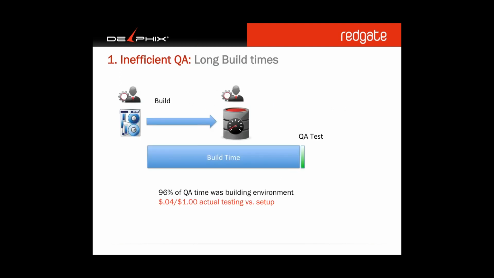So the first one here is inefficient QA or long build times. One of the companies that we've talked to is Presbyterian Healthcare, and they told us that they spend 96% of their QA cycle time actually building the QA environment, and only 4% of the time actually running the QA suite. And this happens for every QA suite, meaning that for every dollar spent on QA, there's only 4 cents of an actual QA value, meaning that 96% of that cost is spent on infrastructure, time, and overhead.